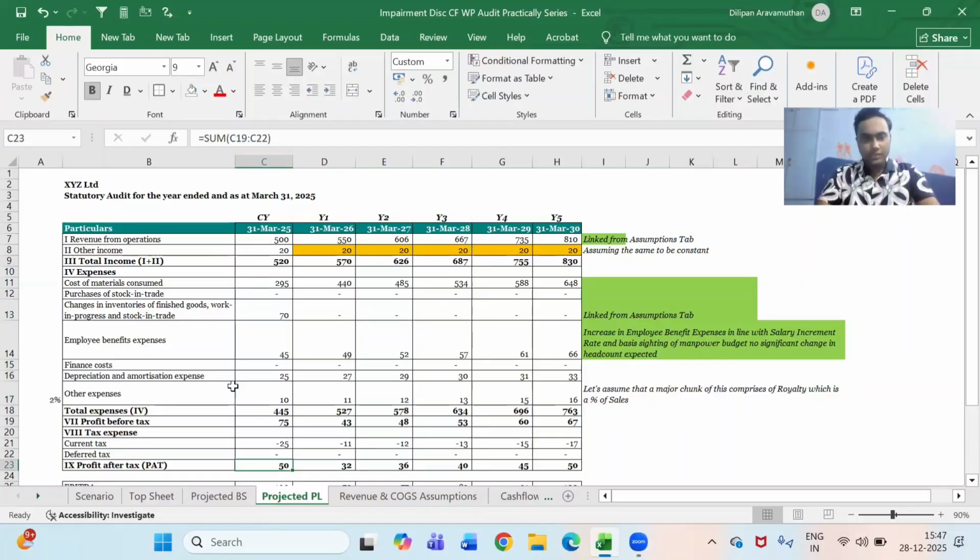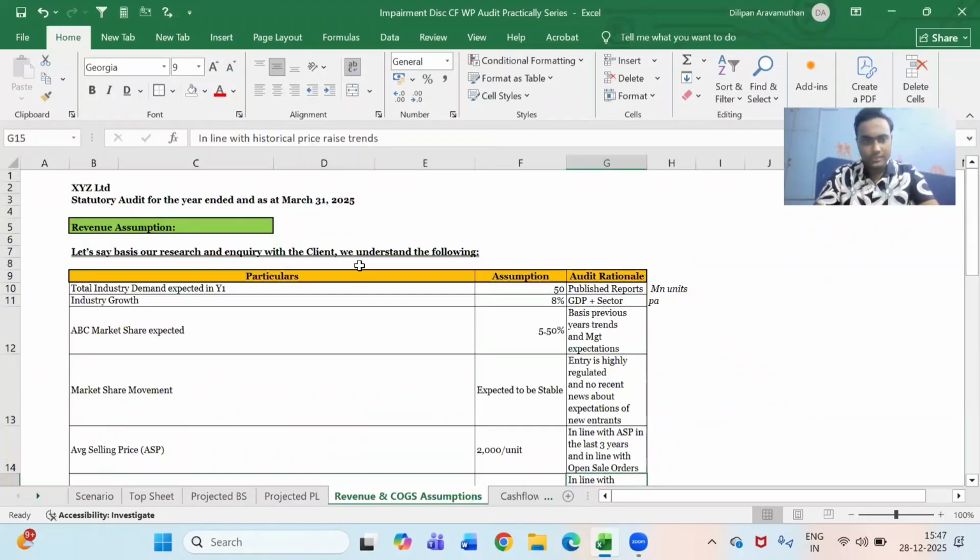First, let us look at how the entity has projected the revenue numbers and how, as auditors, we need to get comfort over these numbers, guys. Let's move on to the discussion, right? First let's move on to the revenue numbers. If you see for financial year 24-25, the revenue which ABC Limited has earned is rupees 500 crores. Now let me come to the revenue assumptions.